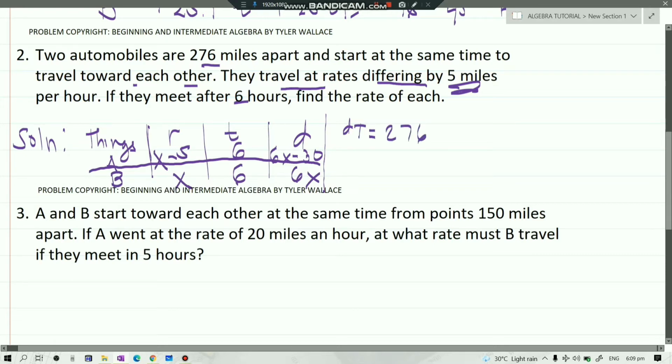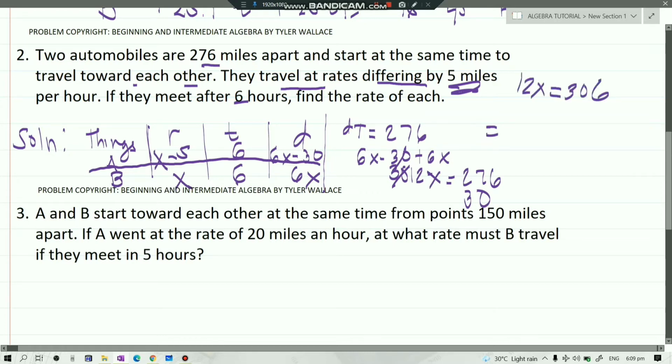And also, may given dito total distance na 276. So, simplify mo lang tong equation. We have 6x minus 30 plus 6x. So, that is 12x is equals to 276. Okay? So, meron ka pang 30 sa left side. So, equate mo siya sa kabila. Cancel, and 276 plus 30. So, you will get 12x is equals to 306. Divide mo by 12. You will get x is equals to 22.5 miles per hour.